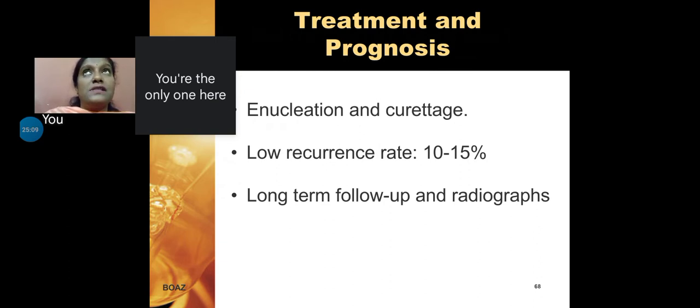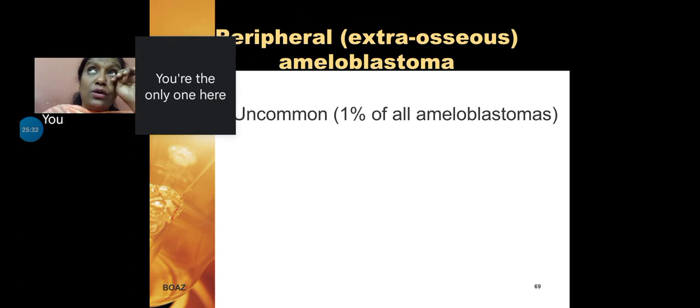Treatment and prognosis: type 1 and type 2 can be successfully treated with enucleation and curettage alone, carrying very few chances of recurrence, but type 3 has to be treated like a typical ameloblastoma with surgical resection, excision and resection. Type 1 and type 2 will show a very low recurrence rate. Long-term follow-up is required just to make sure that the lesion doesn't recur.